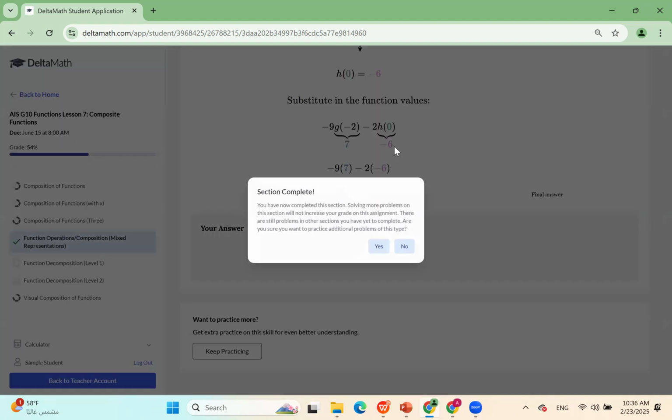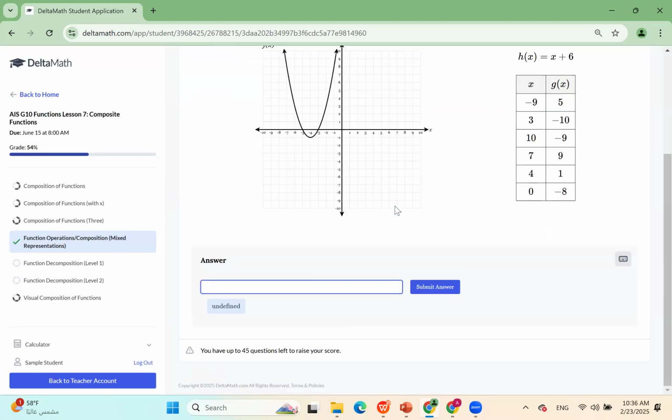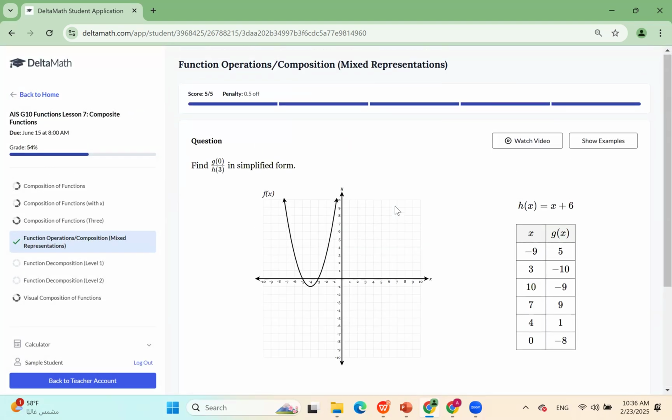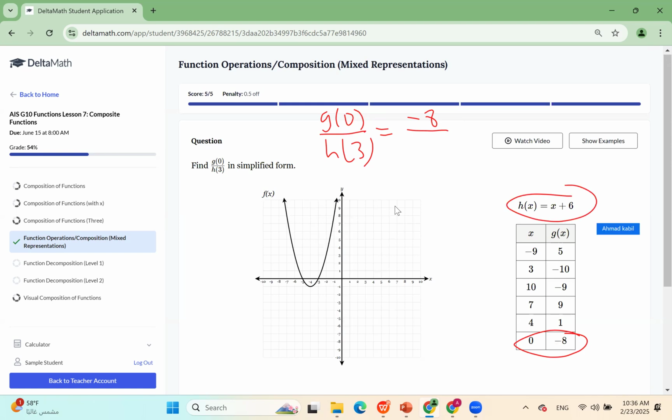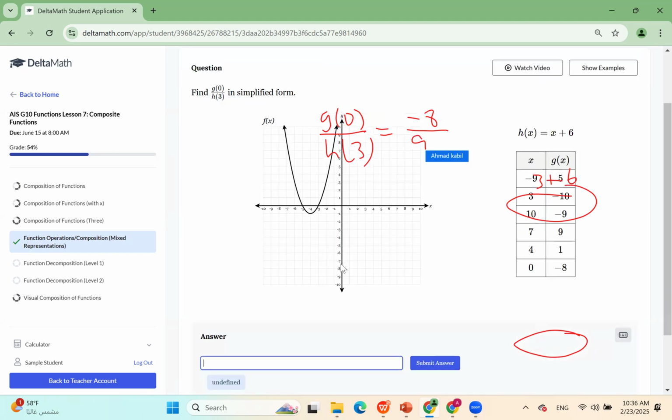Let's try another one. So here, this is similar to previous problems. This is g of 0 over h of 3. And g of 0 here is obtained from the table. So g of 0 is negative 8. And h of 3 is from this expression. So 3 plus 6. And this is equal to 9. So the final answer is negative 8 over 9.